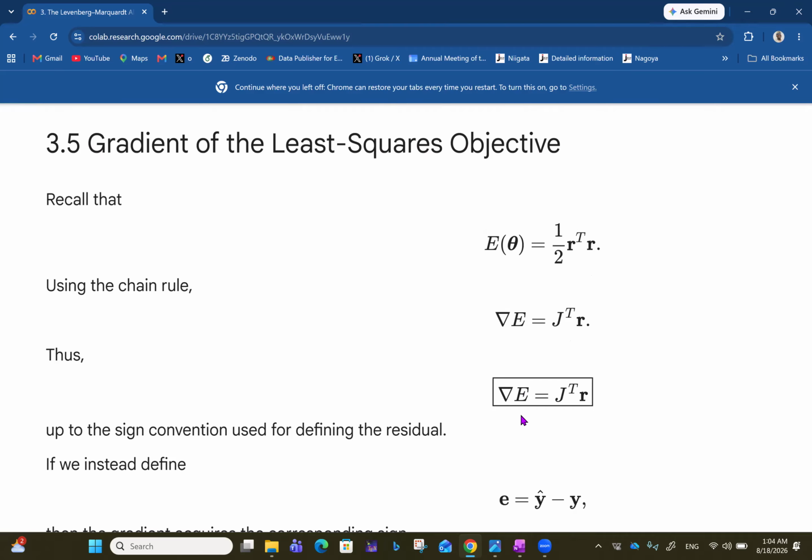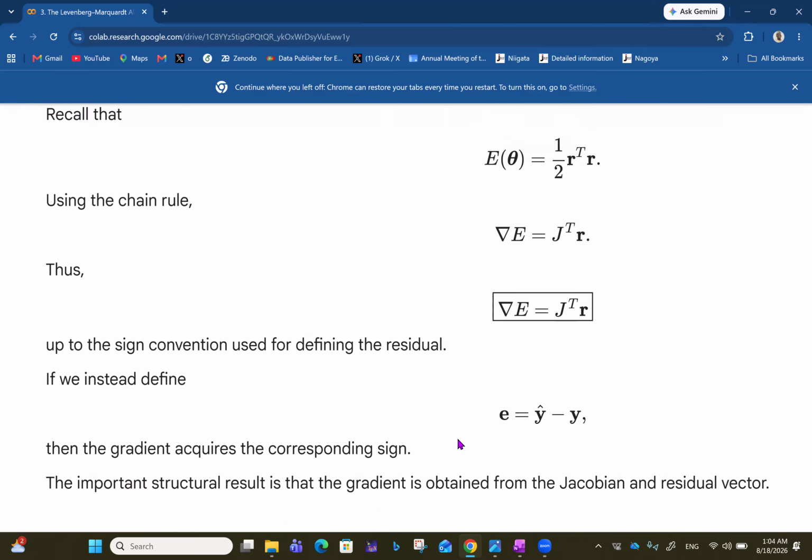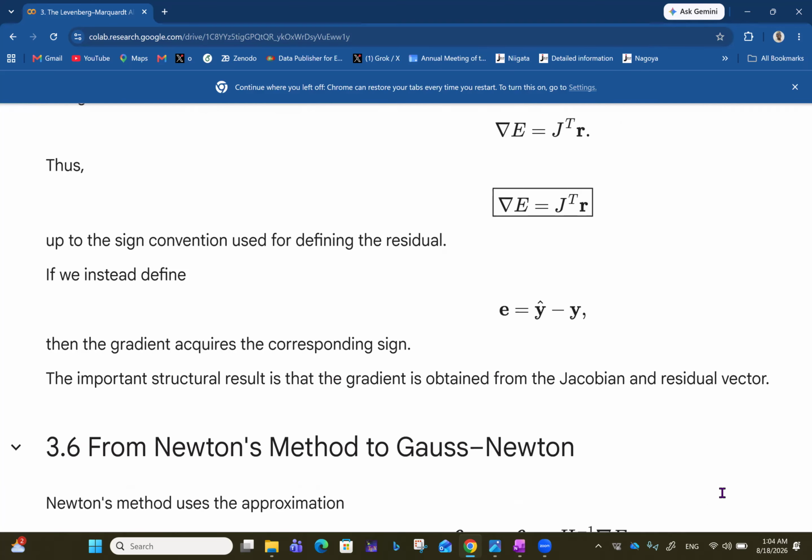Thus, we can say that grad E is J transpose R, up to the sign convention used for defining the residual. So if we define the residual to be Y cap minus Y, then the gradient acquires the corresponding sign also. The important structural result is that the gradient is obtained from the Jacobian and residual vector.